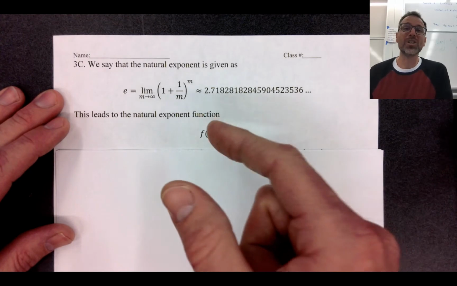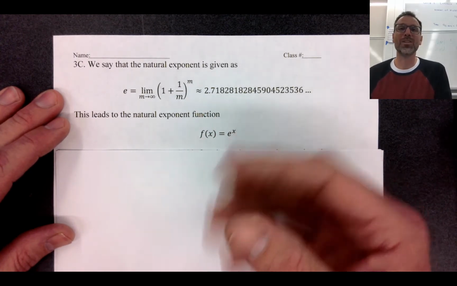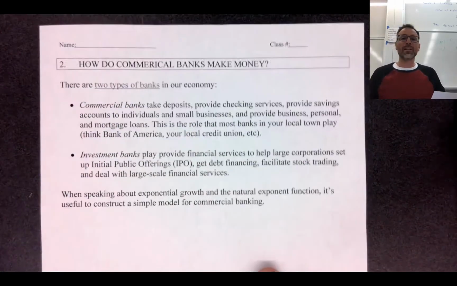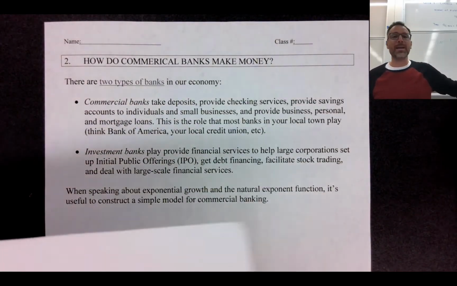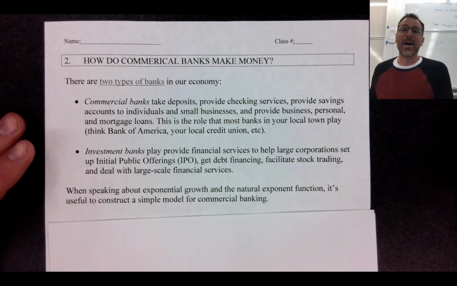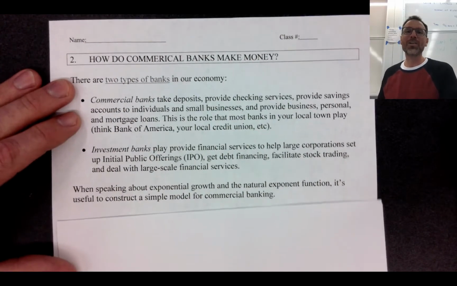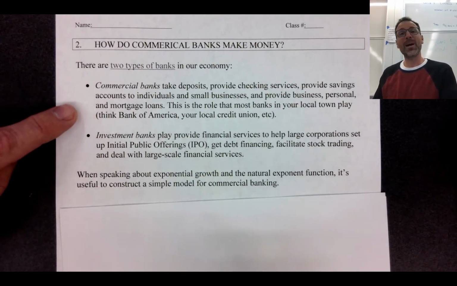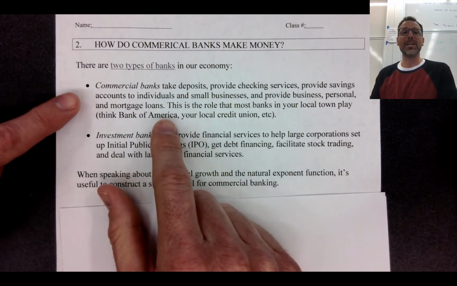But before we actually talk about compound interest, I want to talk about the context in which this actually shows up in many of our lives. To do that, we're going to talk about how banks make money. Interest is something that shows up a lot in savings accounts and credit cards and many financial products. And so we're going to actually talk about a model for financial banking.